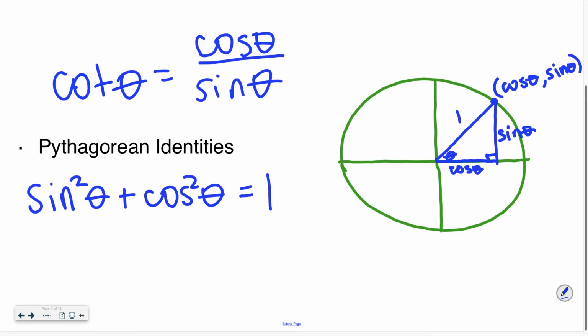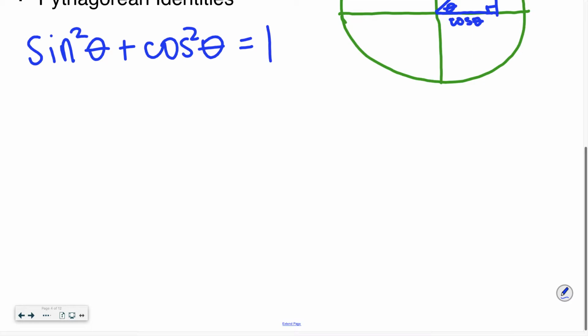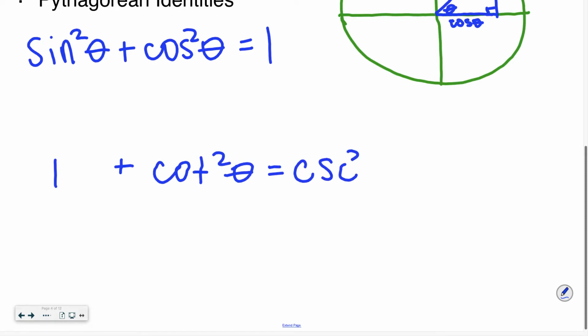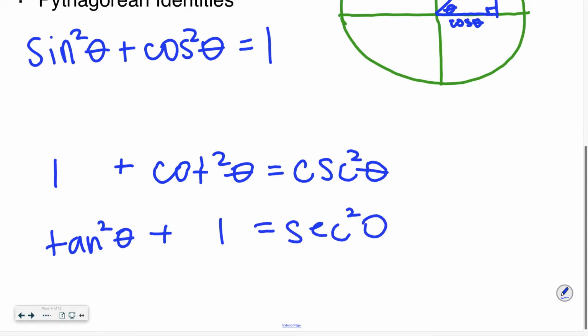Okay. Now, there are going to be two other ones. I am going to write them first. I'm going to skip a little bit of space so I can show you how I get these, but for right now, I just want you to write them down. 1 plus cotangent squared theta equals cosecant squared theta. And then tangent squared theta plus 1 equals secant squared theta. Write those down and I'll show you where they come from.